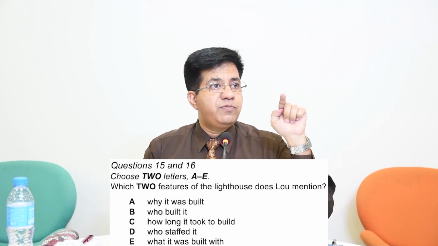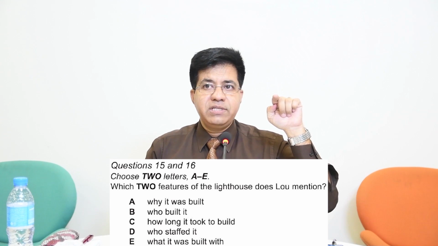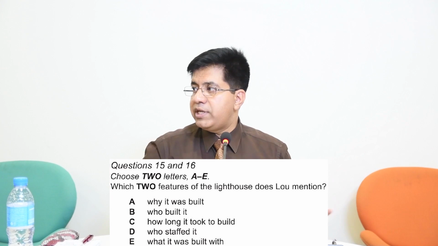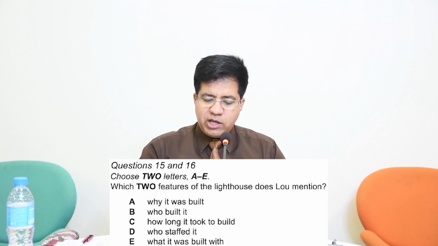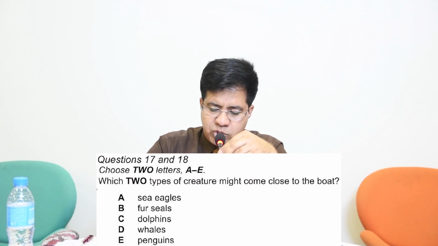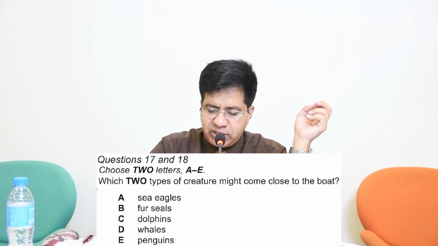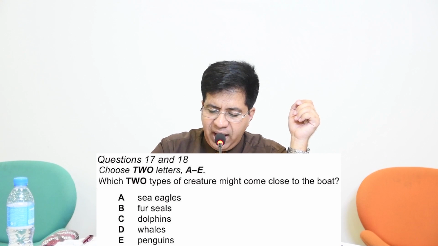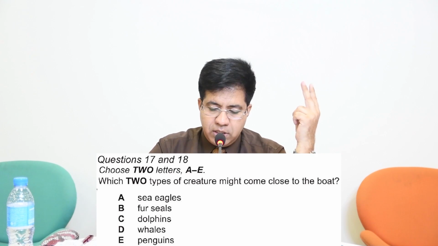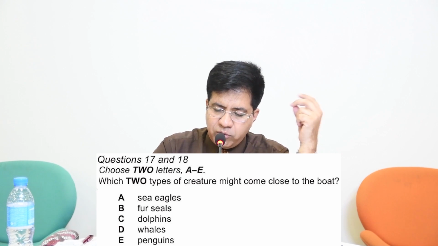Now, just remember this word, prison convict. Like prisoners, they are taken to construct roads and other stuff like that. Okay, questions 17 and 18. Choose two letters A to E. Which two types of creature might come close to the boat?